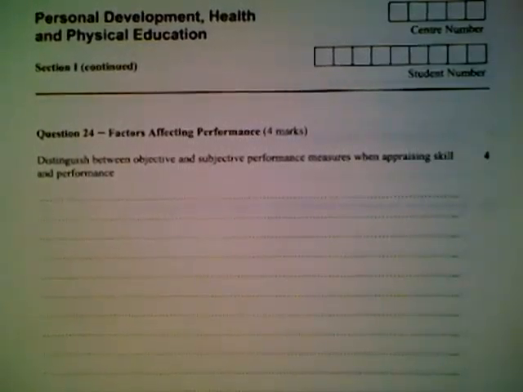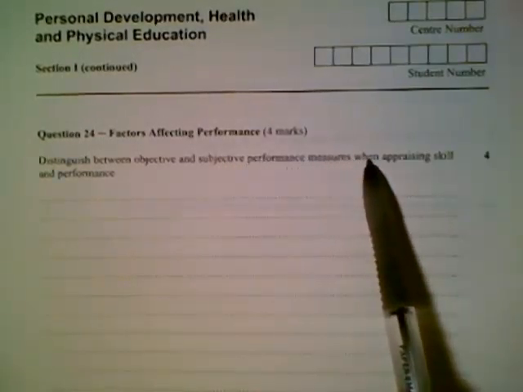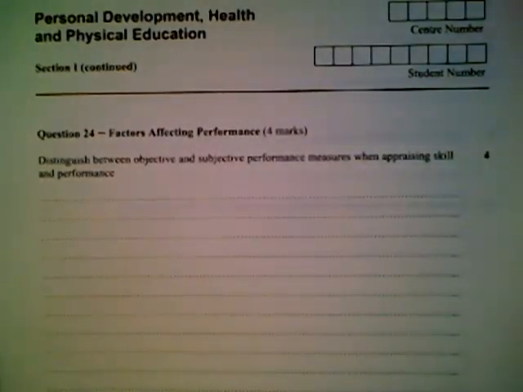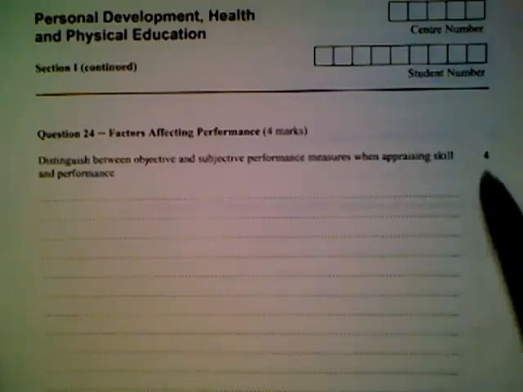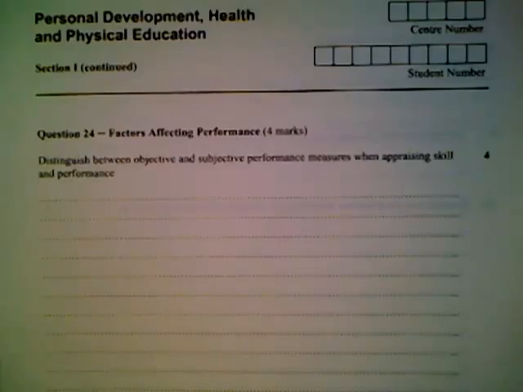Question 24 asks students to distinguish between objective and subjective performance measures when appraising skill and performance. Some things to be aware of here is the question's worth 4 marks. There is a series of lines that students need to complete to show their level of knowledge.